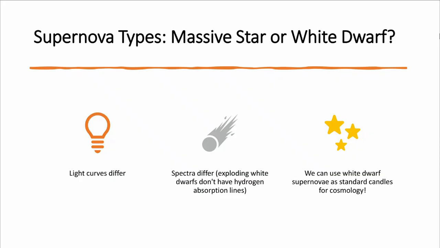The really interesting thing about white dwarf supernovae is that we will use them as standard candles in cosmology. When we talk about how the universe has evolved, in the 1990s we discovered that the universe was not only expanding, but expanding at an accelerated rate. We were able to make that discovery using these white dwarf supernovae. We'll talk about that in a couple of weeks.